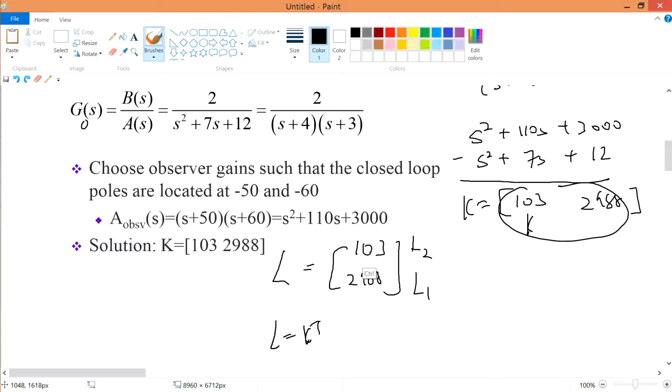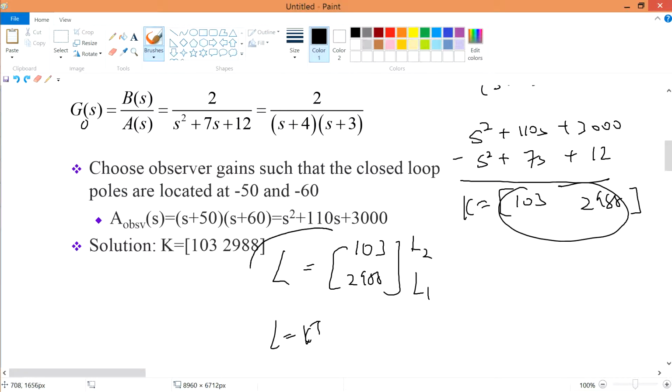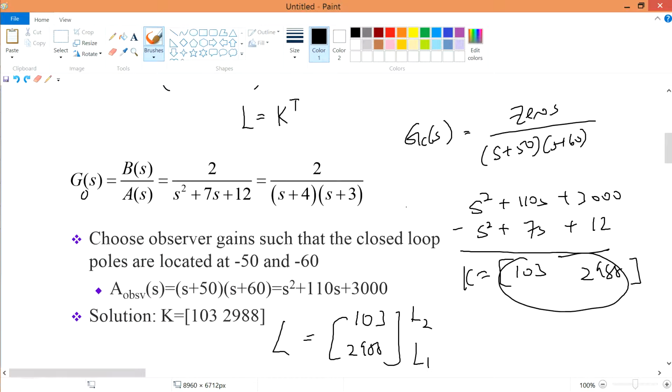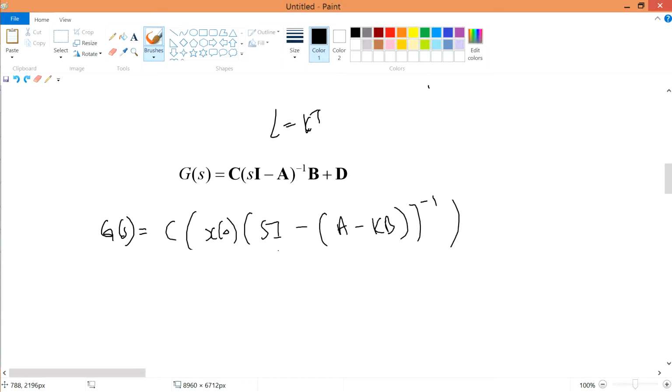Therefore, what we can do now is to write this in terms of L first. You may wonder, why do we find L? What is the end in mind in finding L? Once we have L, what are we going to use it for? If you still remember, your closed loop transfer function can be rewritten in this form. Remember? Correct?